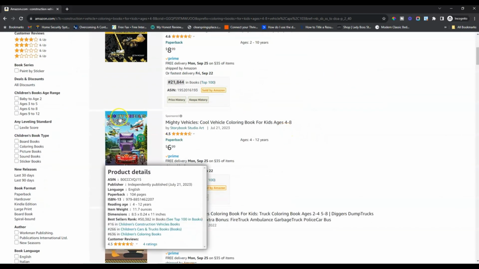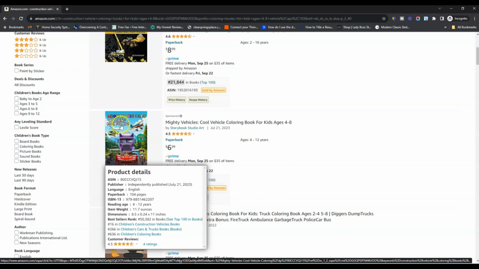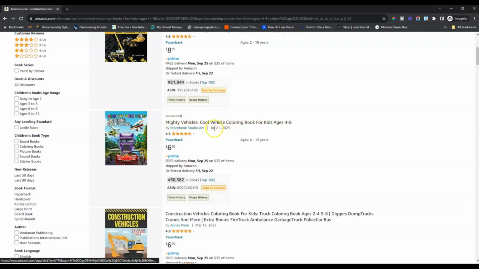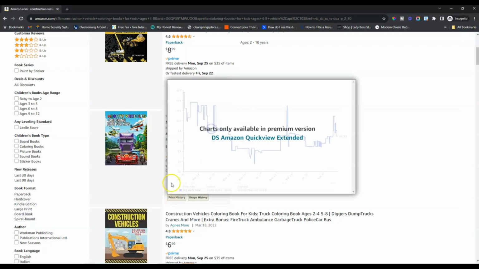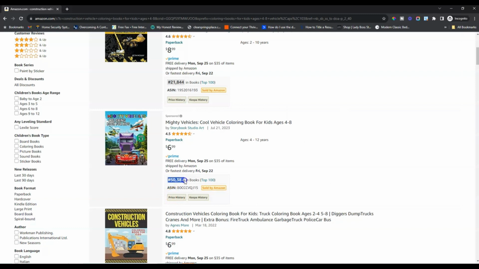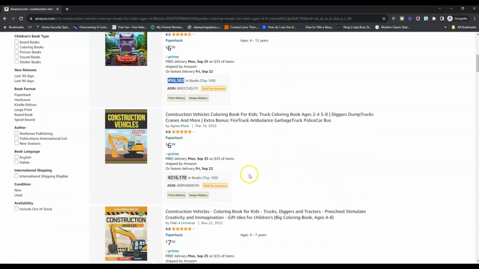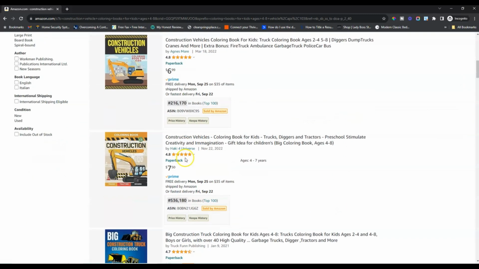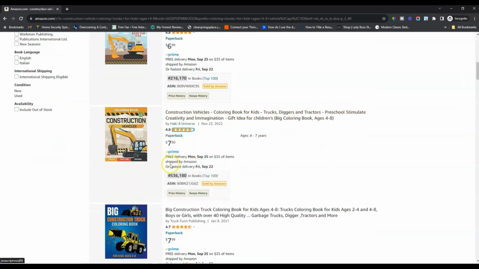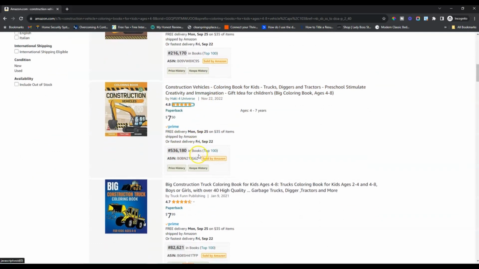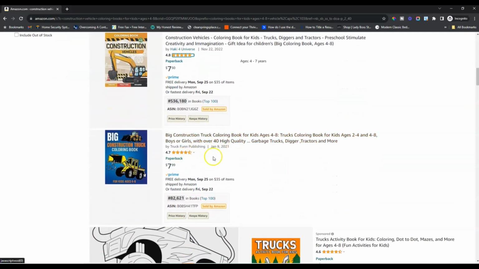And look at this. So you have the Mighty Vehicles Coloring Books for Kids, and they just published this in July of 2023. And look at the BSR on this. This is called the bestsellers rank. It's at 50,000. So this book is selling pretty well. Okay. You have the construction vehicles. This is the one that came up. That one is doing pretty good. You have this one that was published in 2022, but it's still ranking okay. You have this one that is doing very well, but it was published in 2021.